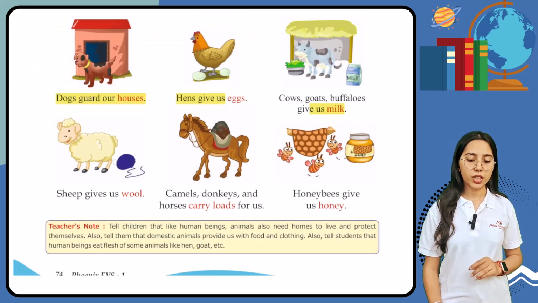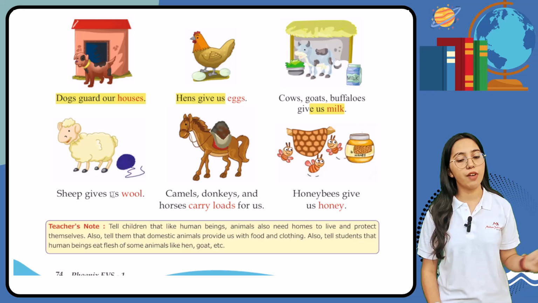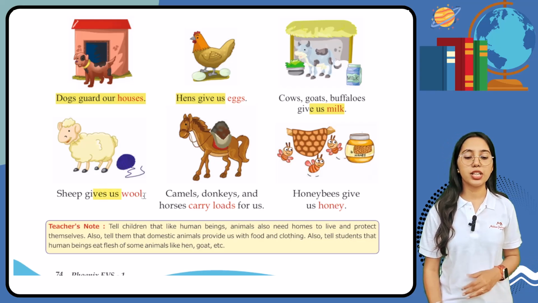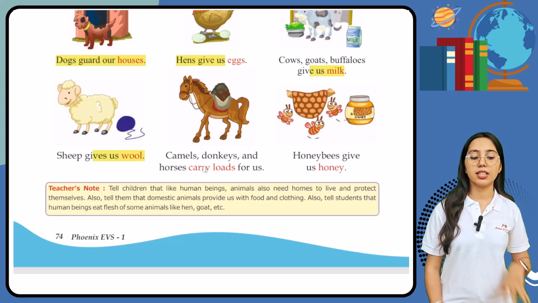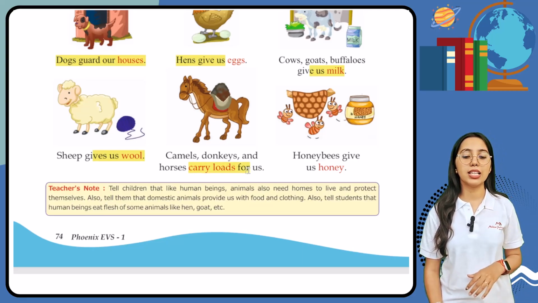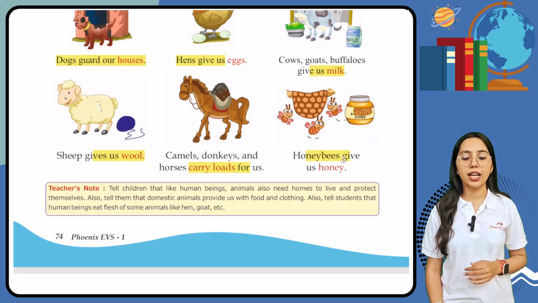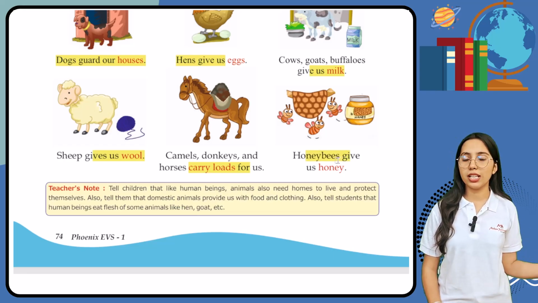Now next we have sheep. So sheep is also a farm animal, and why we are keeping sheep? Because sheep gives us wool. Then we have camel, donkey, horses, and all these animals, they carry loads for us. Then we have honeybees, and honeybee provide us with honey, right?